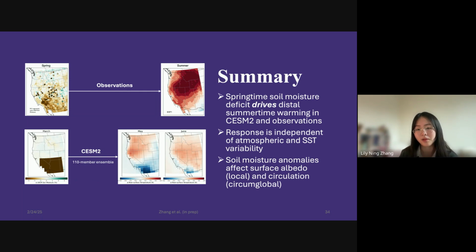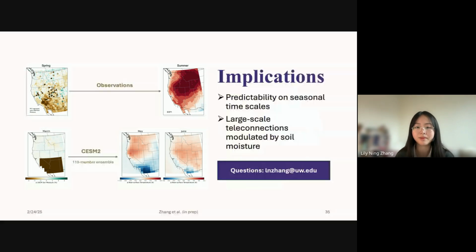The way that these soil moisture anomalies are able to affect climate is, first, they have this local effect on the surface albedo that causes surprising cooling in March. But then extending forward to summer, they have this circumglobal effect on the circulation patterns that is reminiscent of a stationary wave response to diabatic heating.